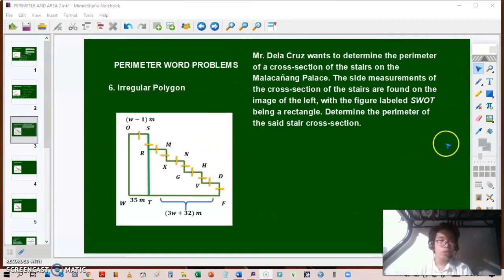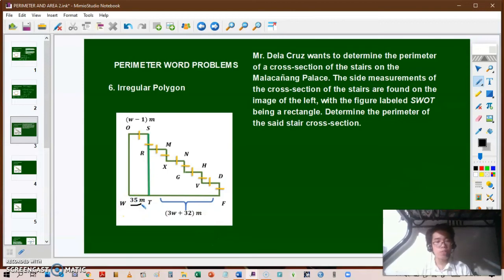The first clue that we need to see here, guys, is that we have 35. So the 35 meters is the measurement of segment WT, and it's parallel to OS because OSTW is a rectangle. So therefore, the measurement of OS is 35, and also the measurement of these other 10 sides here is also 35 meters. So we've already solved for 10 sides. We only need to solve for 2 more sides.